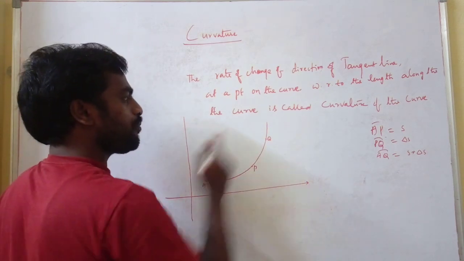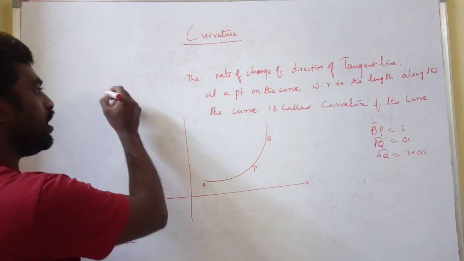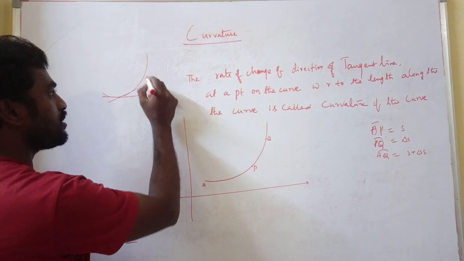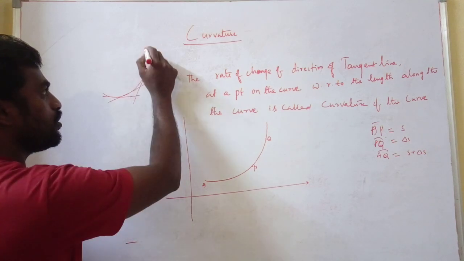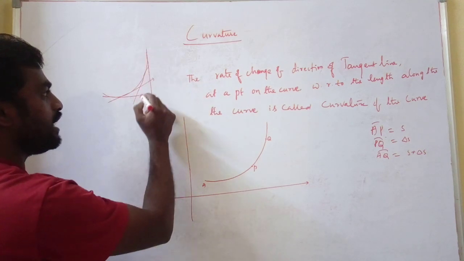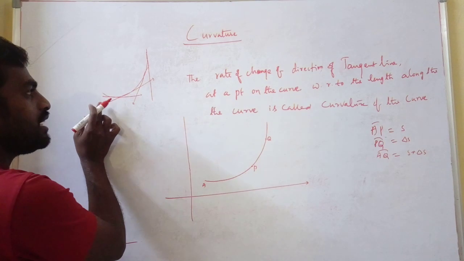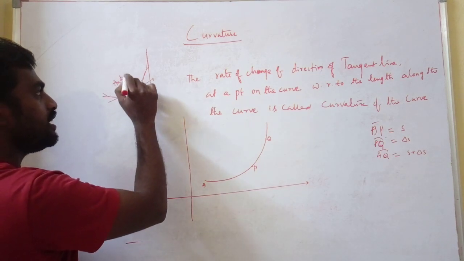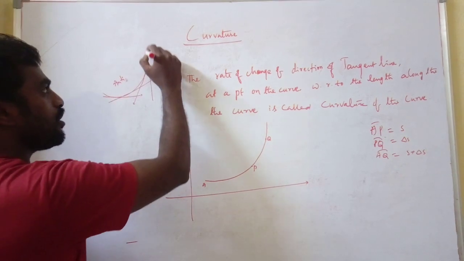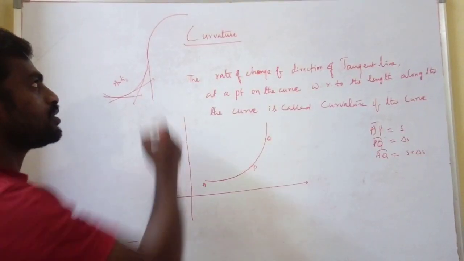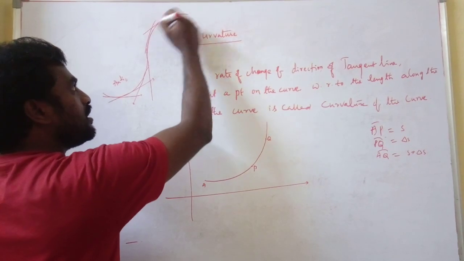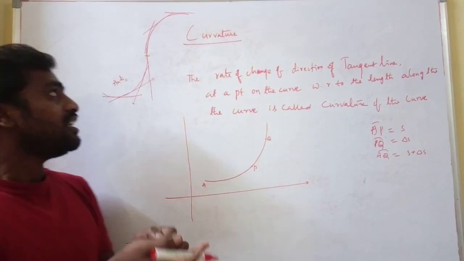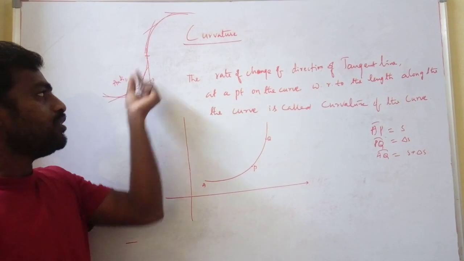Suppose this is one curve. If it is possible to draw tangent lines at every point on this curve, these all are the tangent lines. The tangent line's direction is clockwise or anti-clockwise. Suppose the curve is like this. So what will happen here? At a point here, the direction of the tangent lines of this given curve changes.